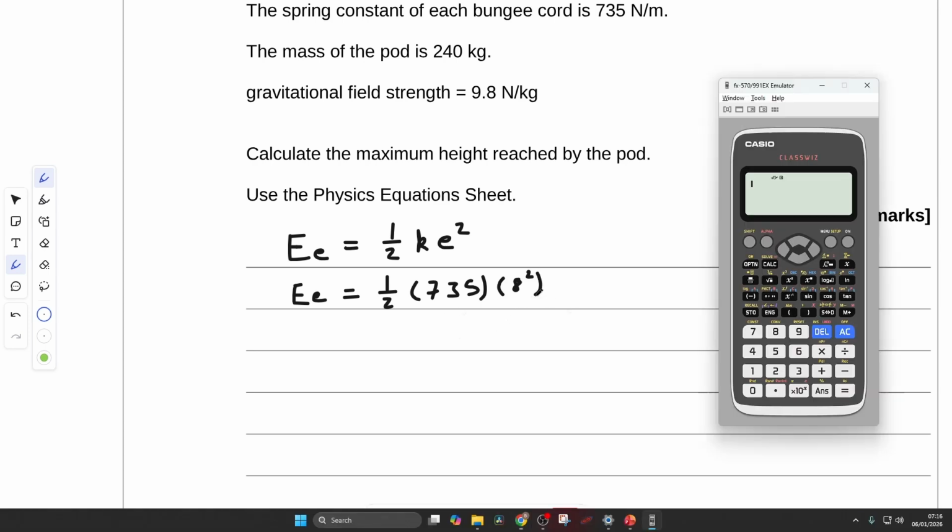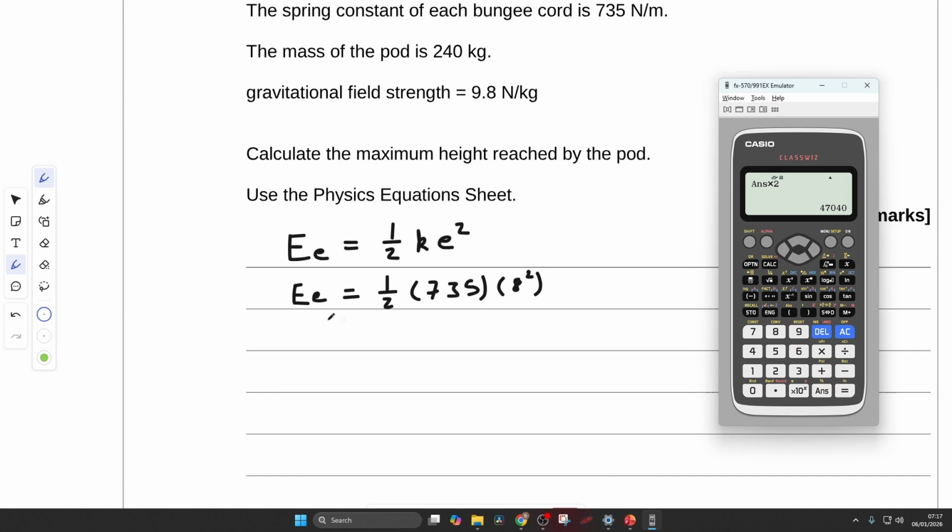Okay, so let's use our calculator to do this. We should use correct buttons and make sure to include brackets just in case. Times by 8 squared. And that gives us 23,520. But remember, we must times this by 2, since this is only for one bungee cord. So we times this answer by 2, and that yields 47,040.